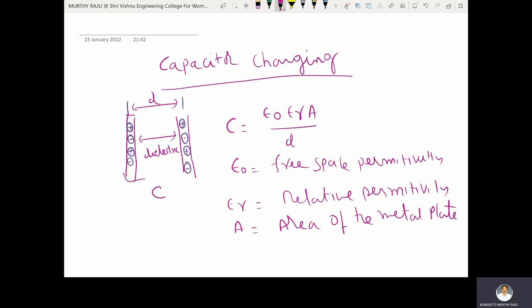These are the two metal plates. The charge distribution is like that, plus and minus equally distributed, which means these plates are neutral. The capacitance of a parallel plate capacitor is C is equal to epsilon naught into epsilon R A by d, where epsilon naught is the free space permittivity, epsilon R is the relative permittivity of the media, A is the area of the plate, and d is the distance between the plates.